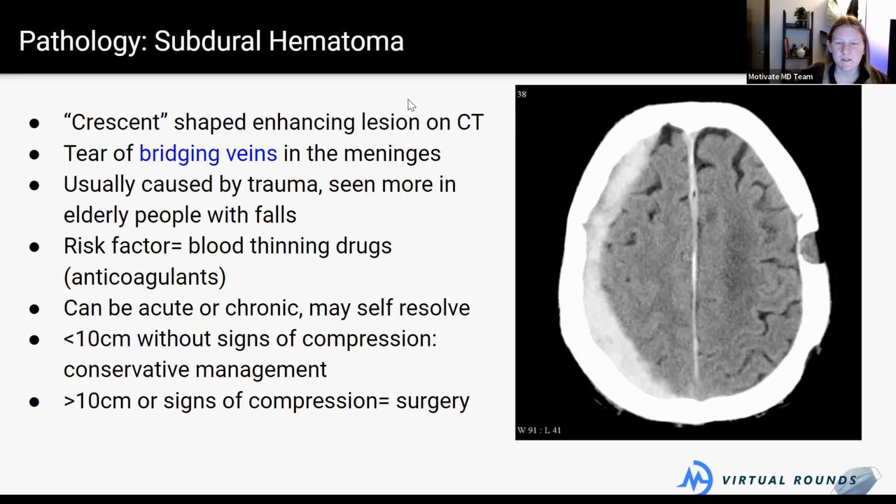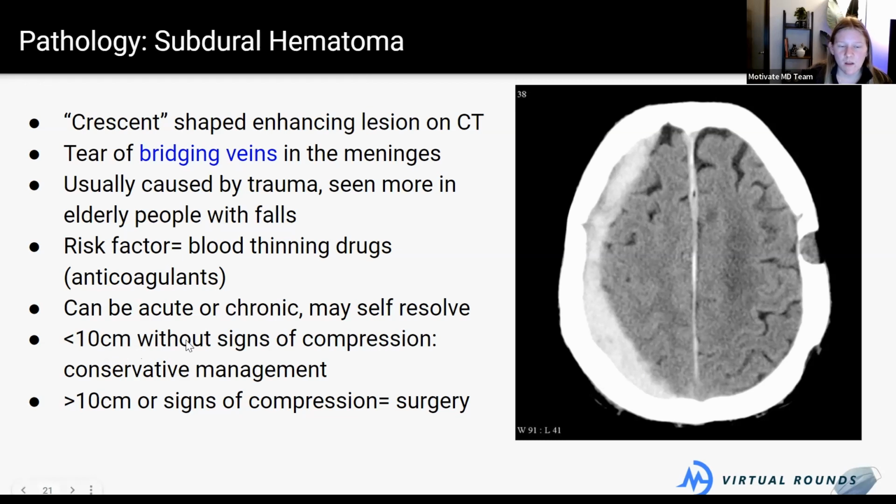And because the spectrum of what causes it is so broad, these can be either acute or chronic. So this one is an acute because we see a lot of this bright colored blood here. But you can also have a patient who's maybe had an old one that they didn't even really have that many symptoms of. Maybe they just had a minor headache and it kind of self-resolved. So it would look a lot less severe and it would be kind of a different color on imaging compared to an acute. So the guidelines for treatment for this are kind of dependent on how big it is.